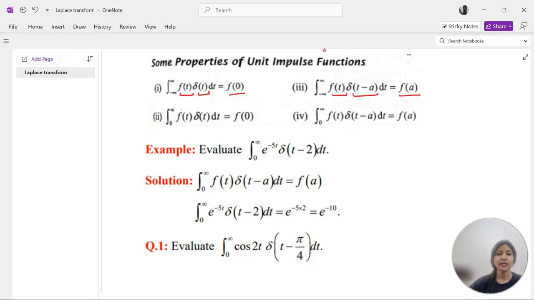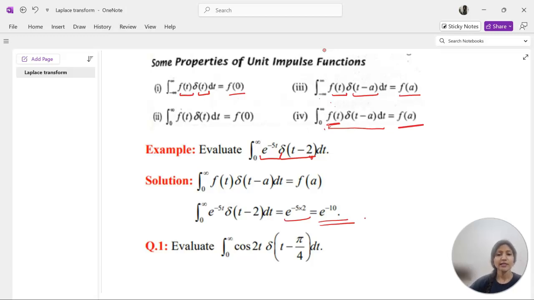So here you can see e to the power minus 5t times delta of t minus 2. This is an impulse function, and by this property, delta of t minus a between 0 to infinity, this is f of a. So it should be equal to f of a. The function f of t here is e to the power minus 5t, so this is going to be e to the power minus 5a. A here is 2, so minus 5 into 2, e to the power minus 10.